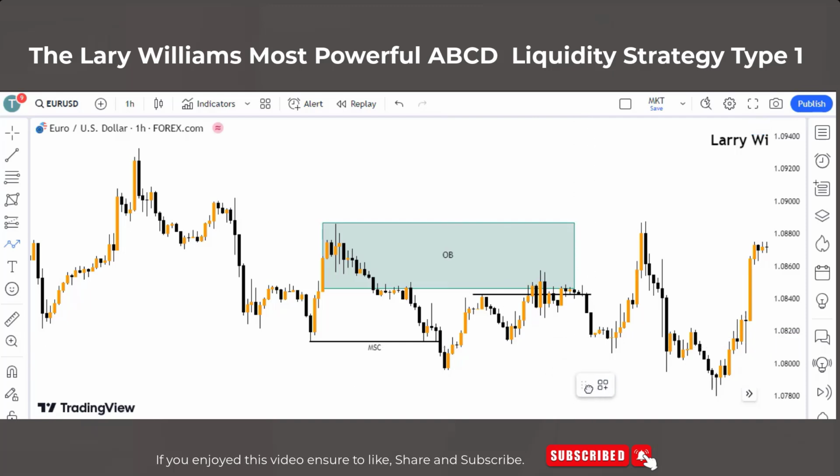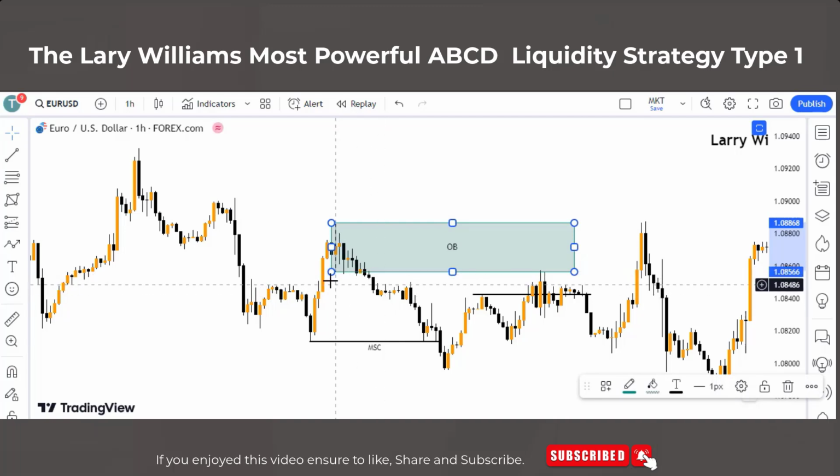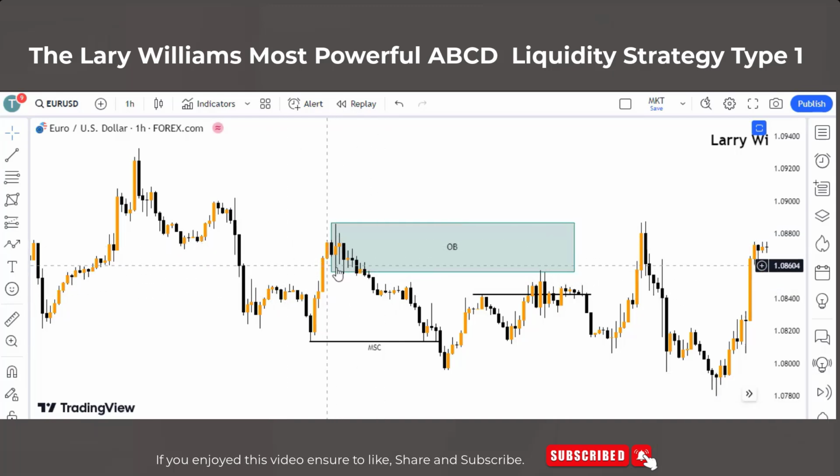How do we know that price is creating this kind of price? All you have to do is look at what happened after refining this order block to the 1 hour. What happened? Price hit this order block on the 1 hour.